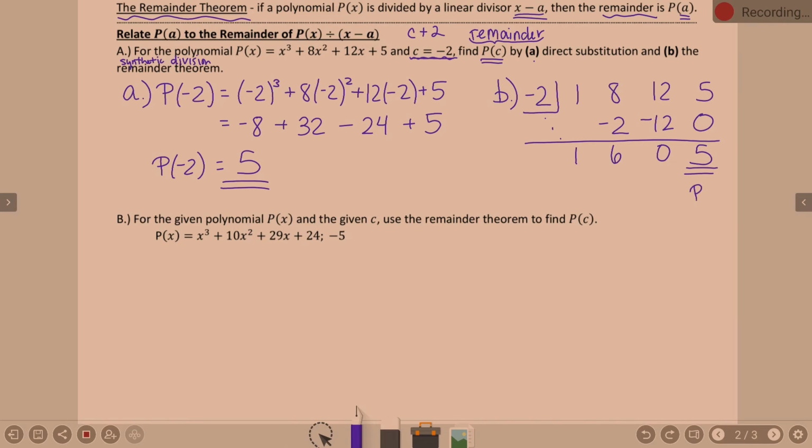Why do I have to do both ways? More than anything, I'm just showing you it can be done both ways. I'm introducing both ways. On a quiz or a test or anything like that, I would not require you to do it both ways. I would say, pick what you want to do. Are you more of a fan of plugging the value in to find the remainder, or are you more of a fan of synthetic division?